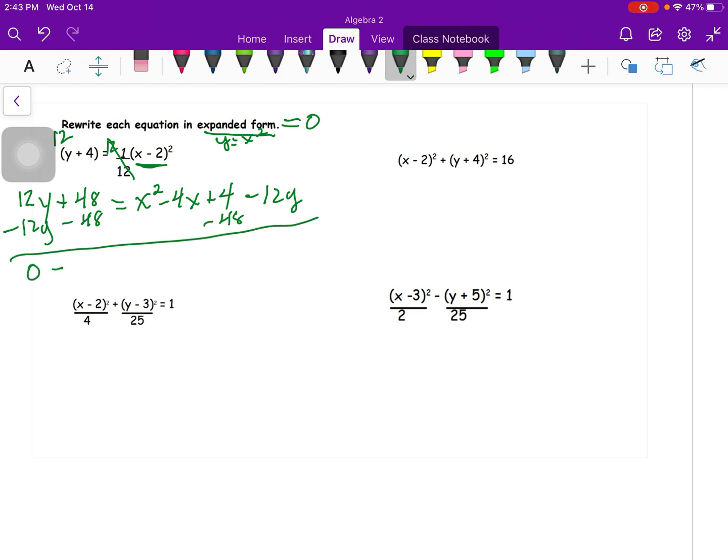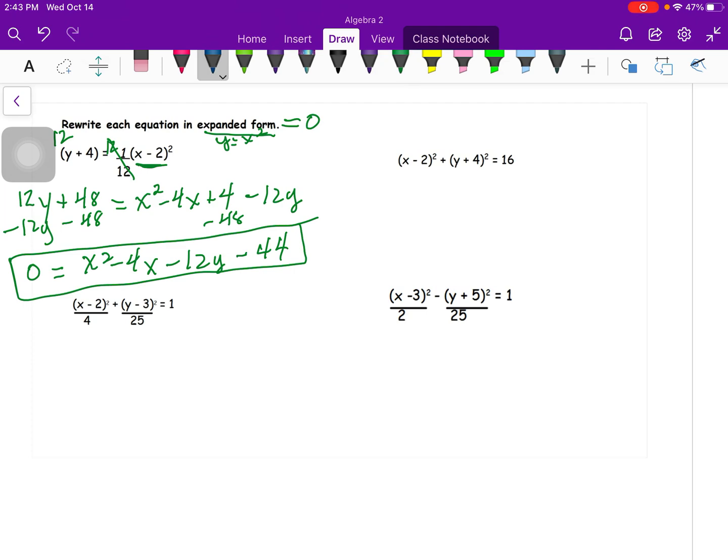So this gives me 0 equals x squared minus 4x minus 12y minus 44. And there I have my parabola in expanded form.